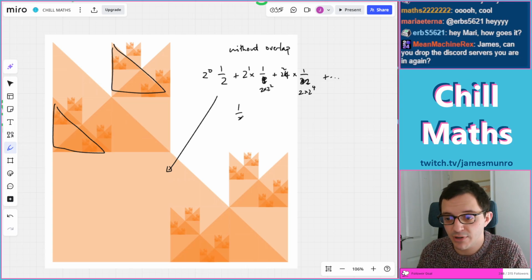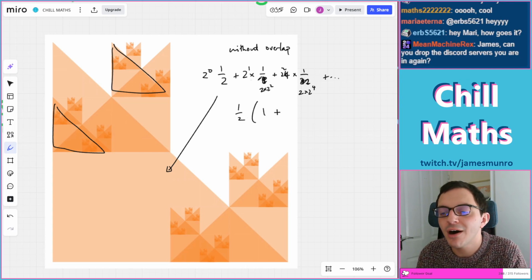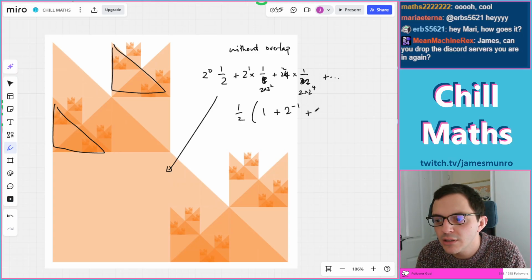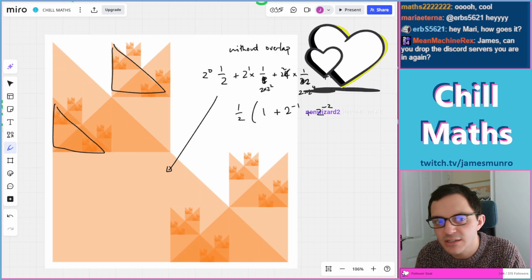Okay, so there's a big factor of 1/2 at the front, and then 1/2, and then this is 2 to the -1, and this is 2 to the -2. Oh no, this is fine.